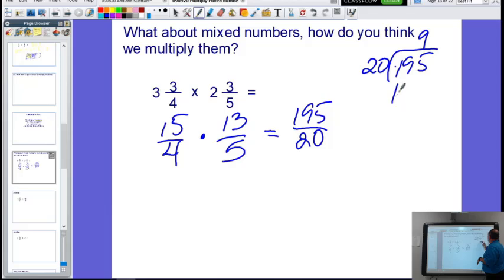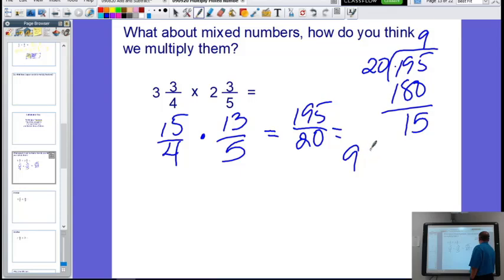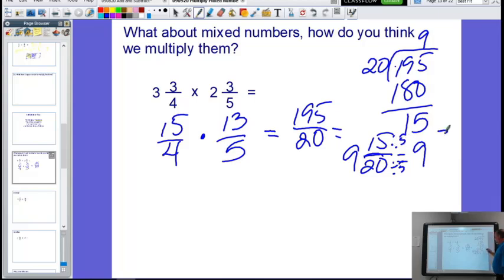And that gives me 180 for my answer. And then I subtract. 5 take away 0 is 5. 9 take away 8 is 1. So we end up with 9 and 15 twentieths. Now, am I done? Not quite. Again, if you get this far, you get half the points. So now I've got to realize that the 15 and the 20 both have a 5 in common. So I could divide this by 5, divide this by 5, and I'd end up with 9, and then 15 divided by 5 is 3, and 20 divided by 5 is 4. And there's my final answer, 9 3/4.